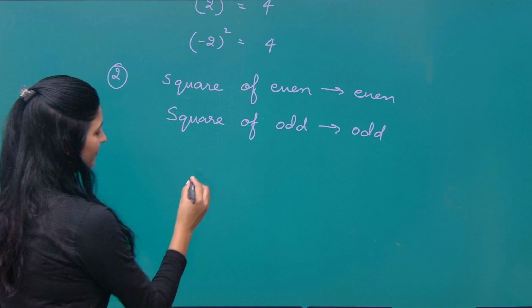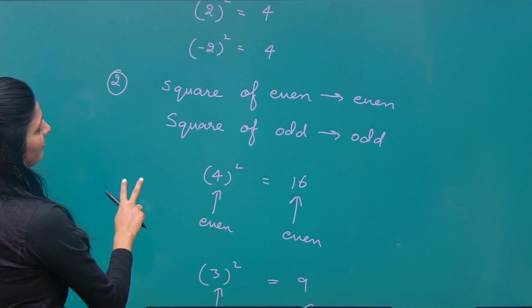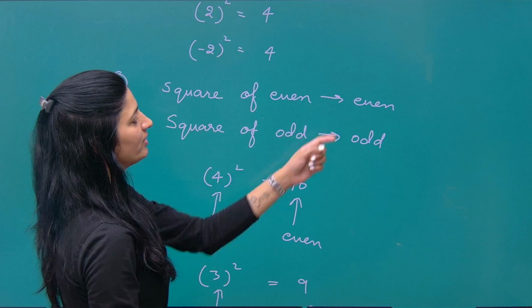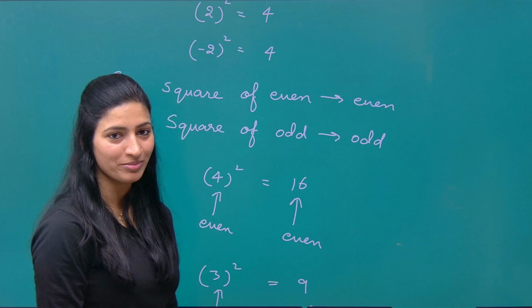Now let's take one odd number 3. So the square of 3 is 9. So when we take an odd number here, its square is also giving us an odd number. So that's why we have this second property, that the squares of even numbers are even and the squares of odd numbers are odd.